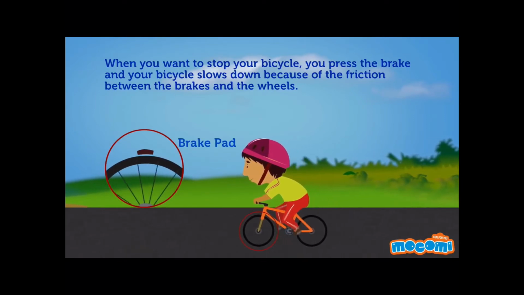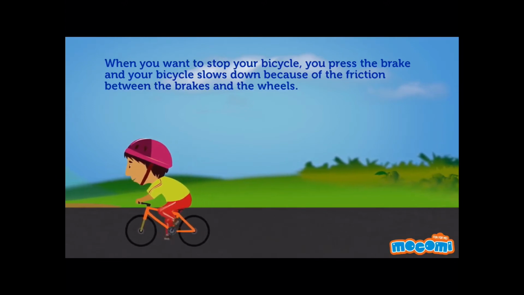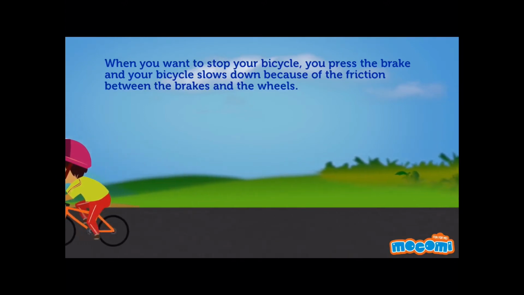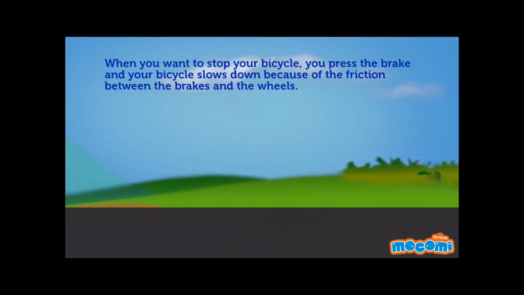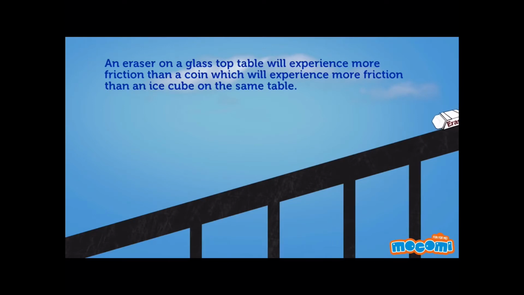When you want to stop your bicycle, you press the brake, and your bicycle slows down because of the friction created between the brakes and the wheels. Different solid objects experience different amounts of friction. An eraser on a glass-top table will experience more friction than a coin, which will experience more friction than an ice cube on the same table.